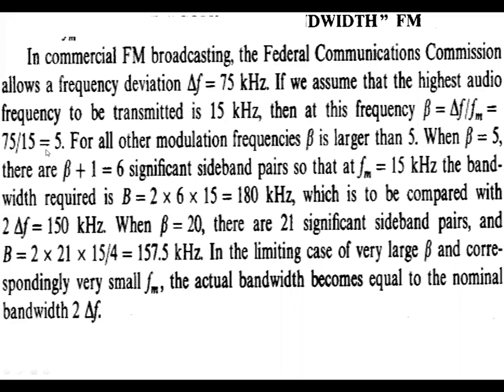commercial communication bandwidth of 180K. Which is to be compared with the case where 2 delta F is 150K and beta is equal to 20. There are 21 significant sideband pairs. And what is the bandwidth now? Bandwidth is equal to 2 into 20 into 15 by 4.